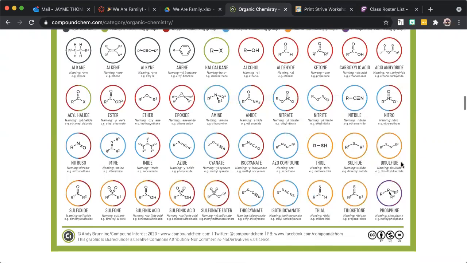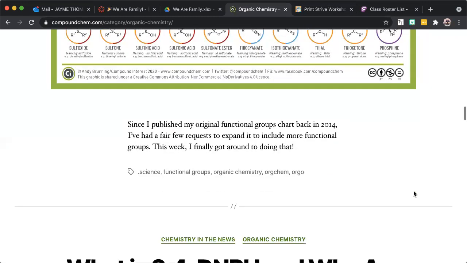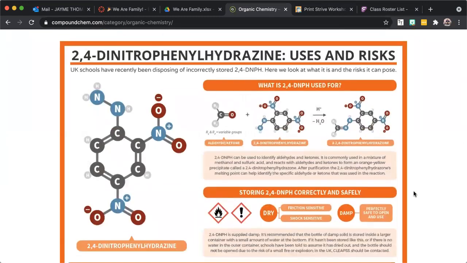Look at all of them. Okay. And we haven't even talked about all of them yet. But this has the basic overview of all the functional groups. You're focusing on just one functional group on your paper. Okay. Here's one that focuses on this one chemical, 2,4-dinitrophenylhydrazine, its risks and uses.